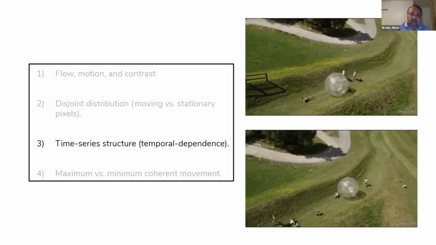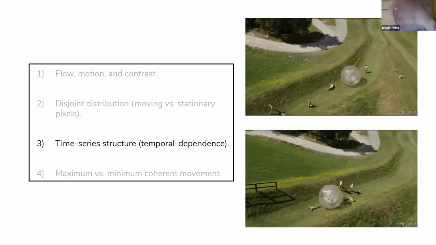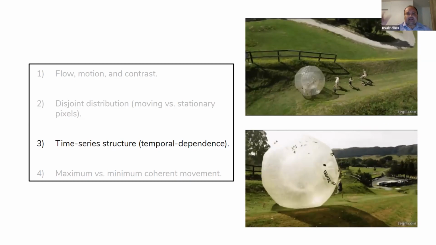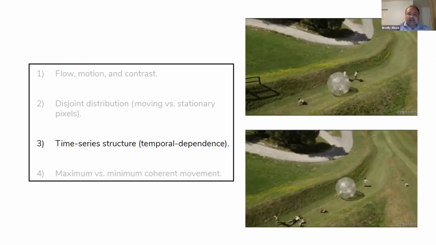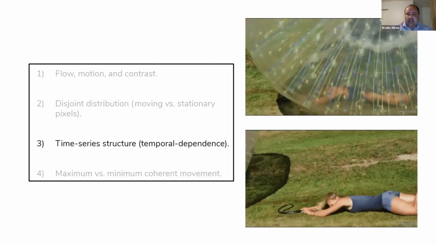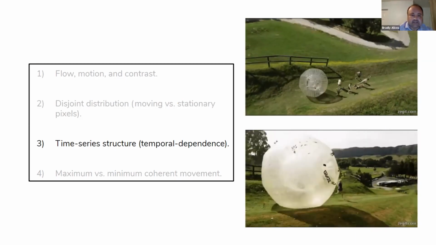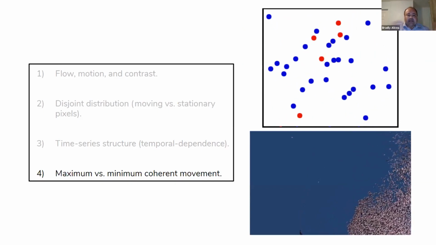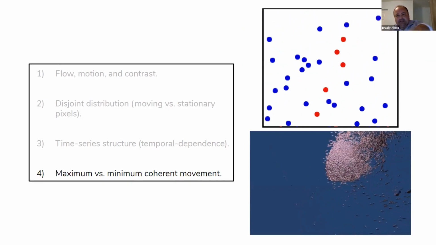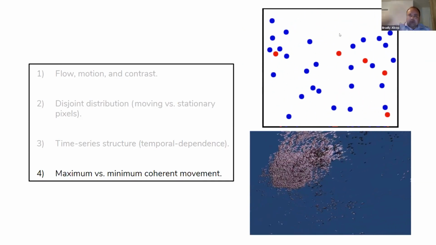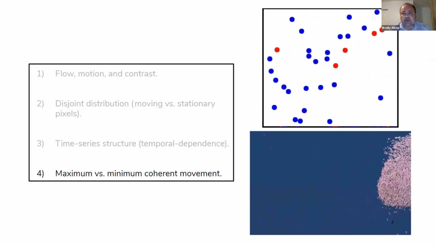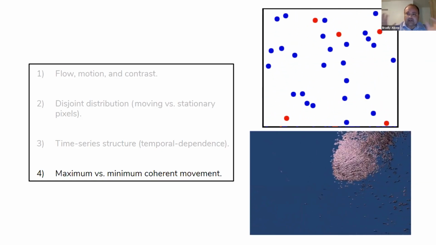Then you also have time series structure. So you have events that happen in sequence. And so when they happen out of sequence, or you cut things that are expected out of the sequence, you get different types of visual scenes and different types of responses in the nervous system. And then finally, maximum versus minimum coherent movement. So this one's a little tricky, but this up at the top is the random movement of these balls. And so this is minimum coherent movement because while there's a lot of movement, it's not coherent.